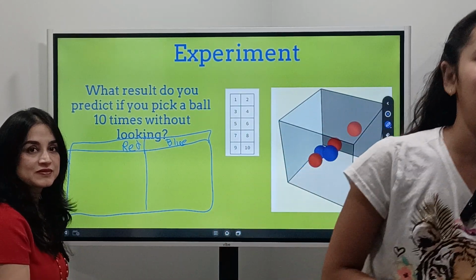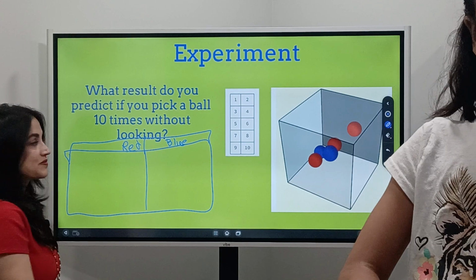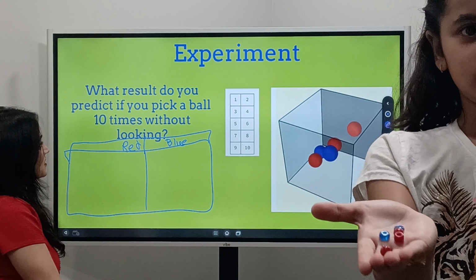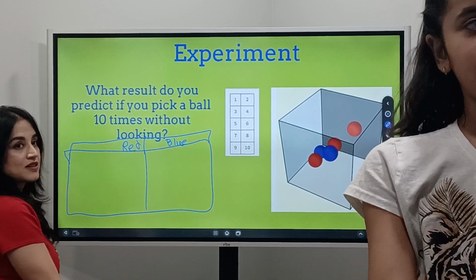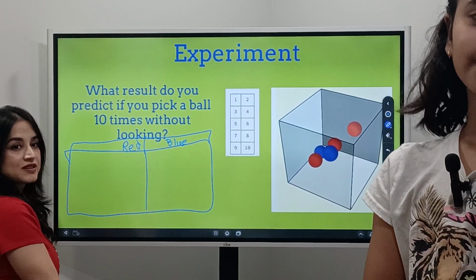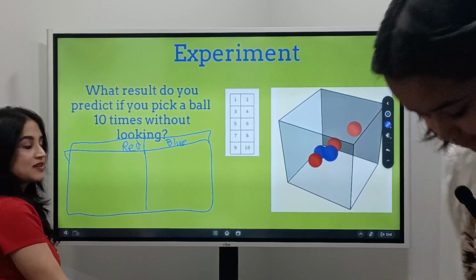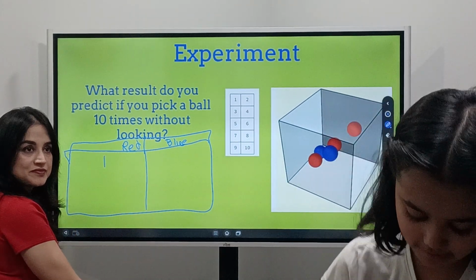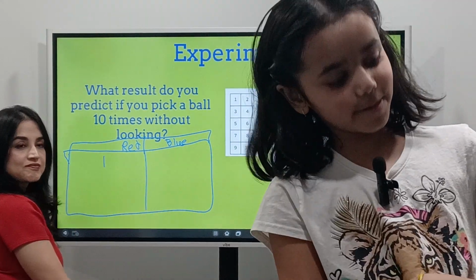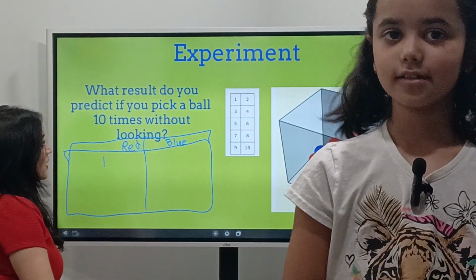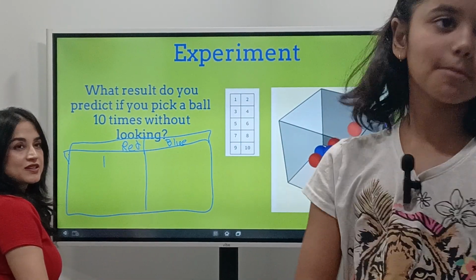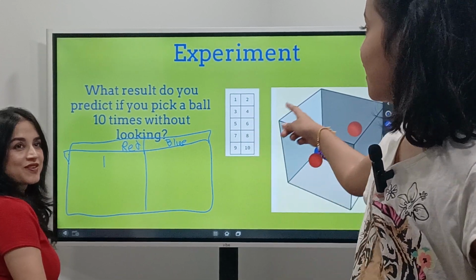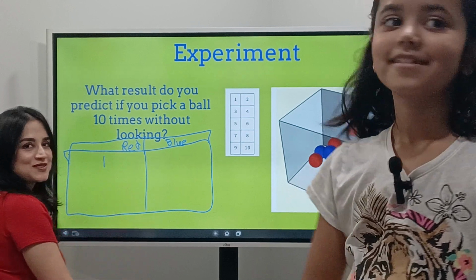Right over here, I have some beads. We didn't have marbles, so just beads. There are 5 beads in total: 3 reds and 2 blues, like it said. So okay, go ahead. I'm going to do it 10 times, right? Yeah, 10 times. That one doesn't count.